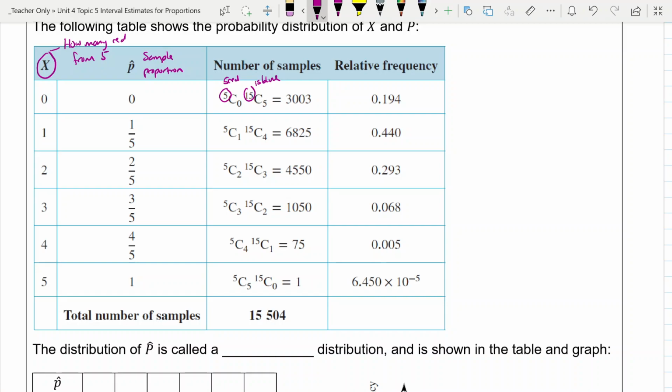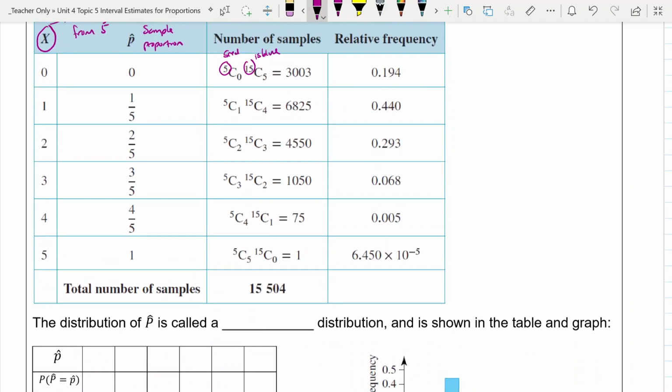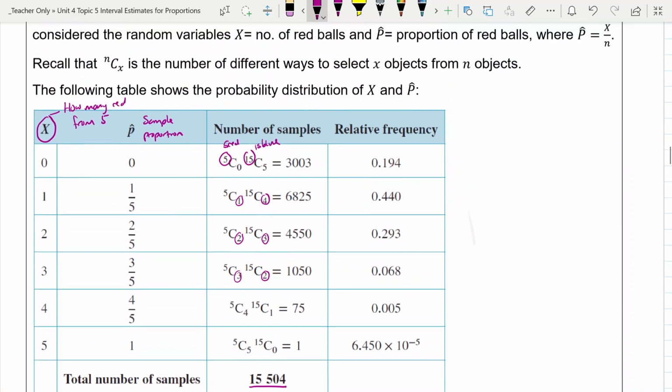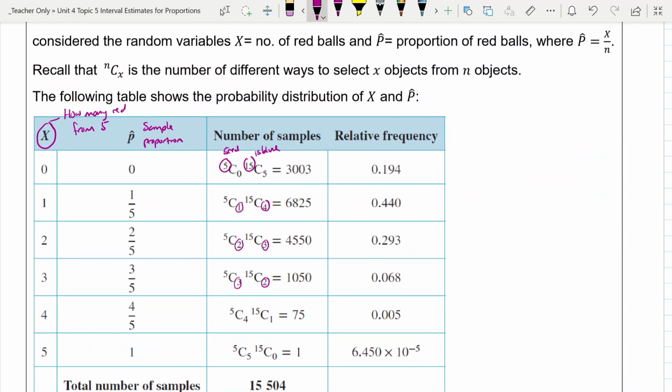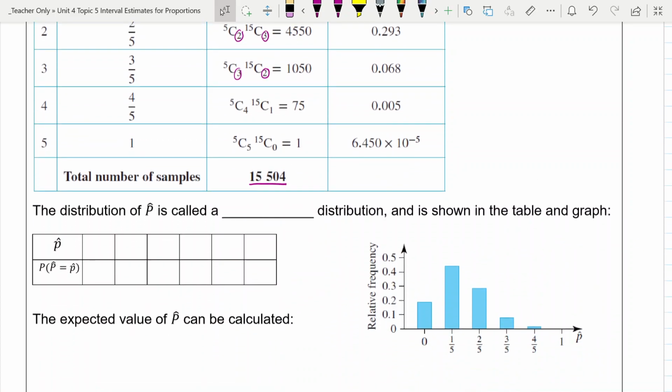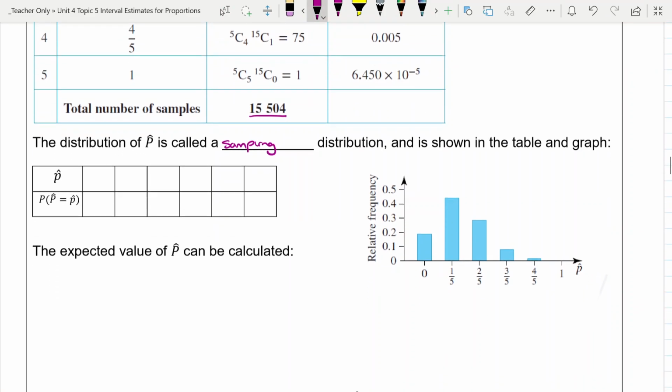And that can go through the whole process. Every single time there would be 1 red ball, 4 blue balls, 2 red, 3 blue, 3 red, 2 blue, and so on, always adding to 5. So the total number of ways that I can select 5 balls out of 20 balls would be 15,504. To work out my relative frequency of that, I would just have my 3,003 over my total, 15,504, and that gives me 0.194.